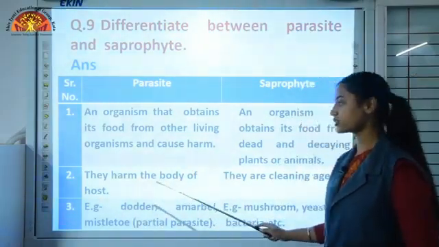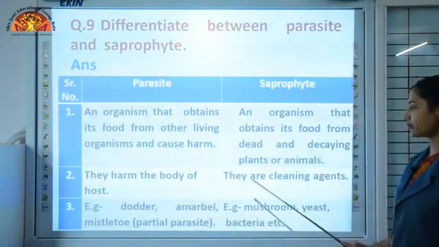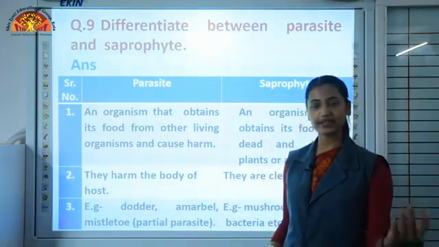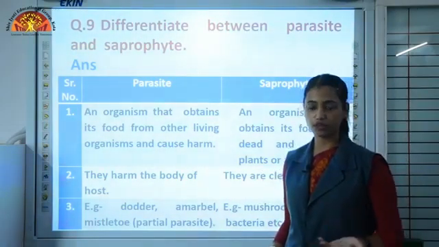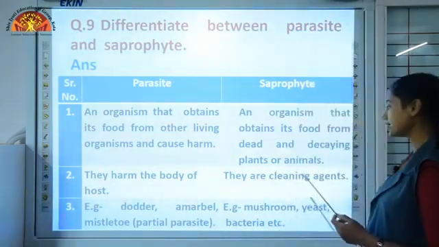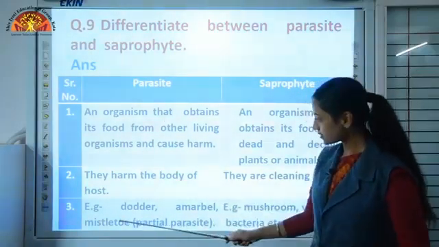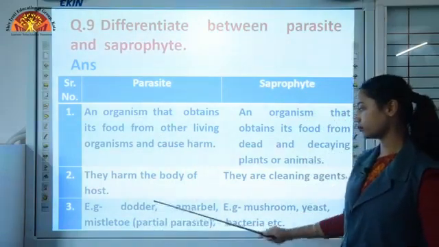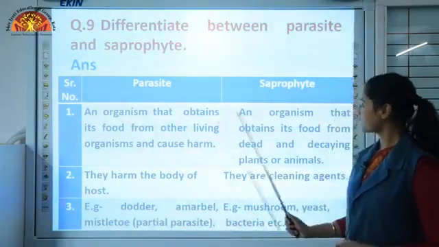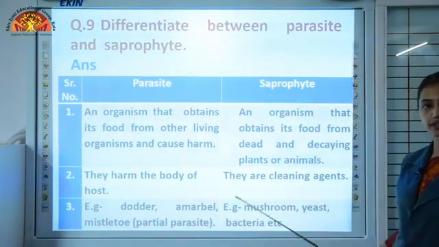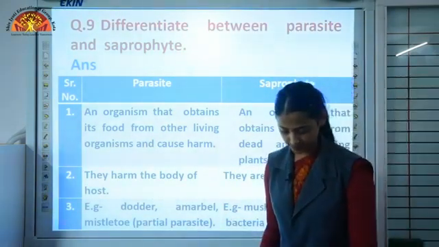Parasites harm the body of the host, whereas saprophytes are cleaning agents because they are cleaning the dirt. We can say that dead plants and animals are dirt for our environment, so saprophytes are cleaning agents because they clean our environment. Examples of parasites are dodder, amarbale, mistletoe. And examples of saprophytes are mushroom, yeast, bacteria. These all are saprophytes.